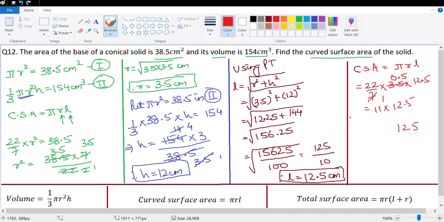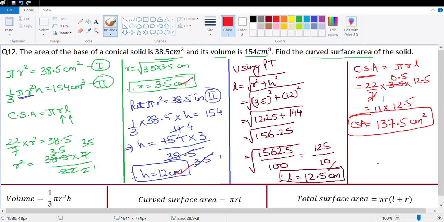Let's multiply. 5 to 1, 5 to 1, that's 5731. So the value of this is 1375. So this is equal to 137.5 centimeter square. So the curved surface area is 137.5 centimeter square. Very interesting question. First we calculated R, then we calculated H, then using Pythagoras we calculated L, and then eventually we calculated curved surface area.